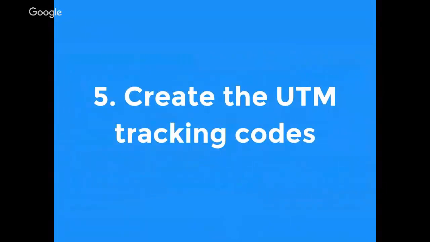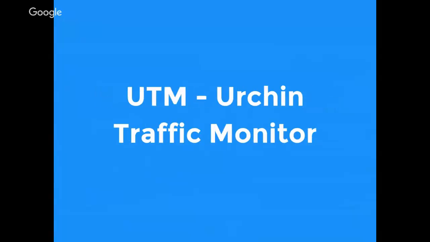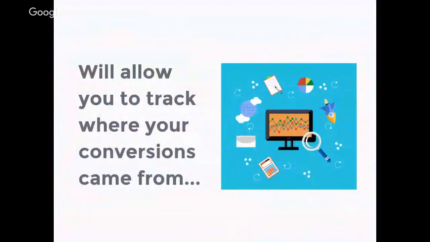Okay, the next thing you do is you go and create these things called UTM tracking codes. It means Urchin Traffic Monitor. I believe Urchin was a company that Google bought, or the system was a platform that they integrated into Google Analytics. And this will allow you to track where your conversions come from.